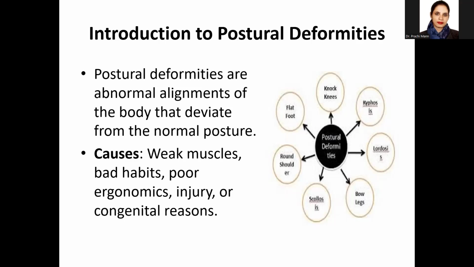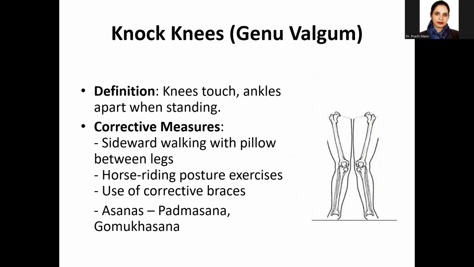Today, we will talk about postural deformities like knock knees, flat foot, bow legs. These are some deformities of legs, and deformities of spines such as kyphosis, lordosis, scoliosis, and round shoulder. We will talk about leg deformities. First, here is knock knees.